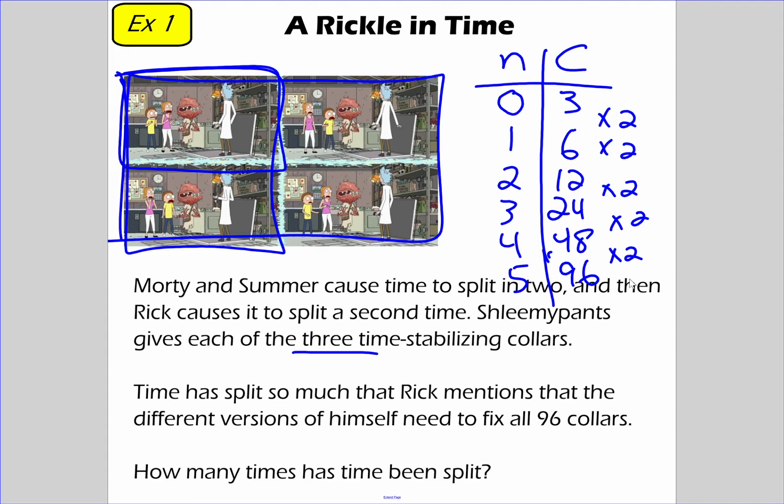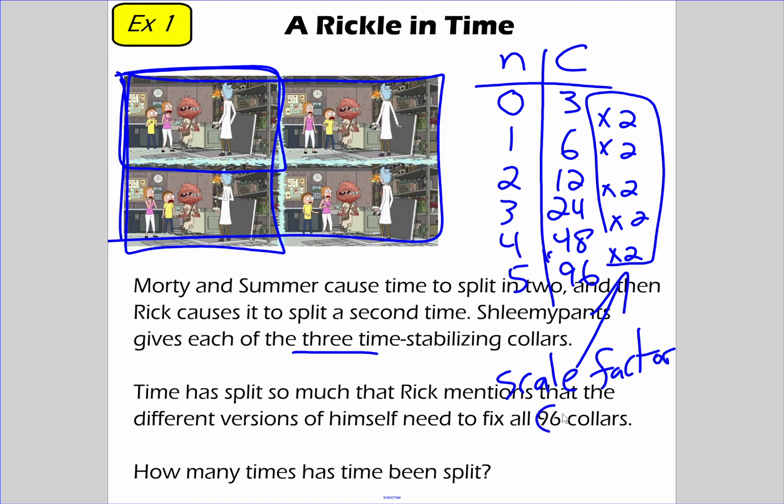Hopefully you've had a chance to check that out and have an answer for that. So maybe you've noticed that the scale factor is constant here, right? And that is definitely something there. And maybe you wonder if it's going to continue. And that's a good question. In this case, it definitely will.